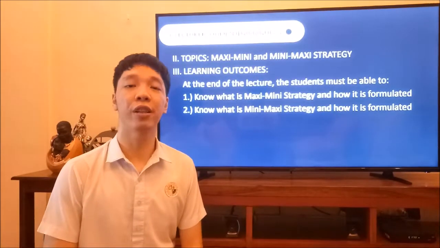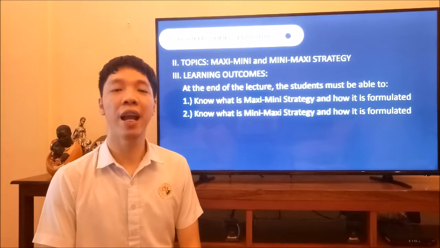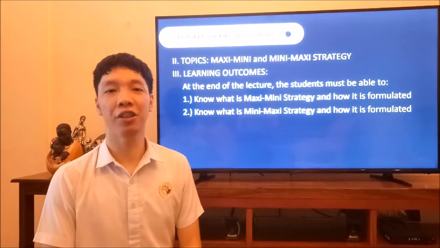At the end of the lecture, the students must be able to, first, know what the Maxi-Mini strategy is and how it is formulated; second, know what the Mini-Maxi strategy is and how it is formulated.